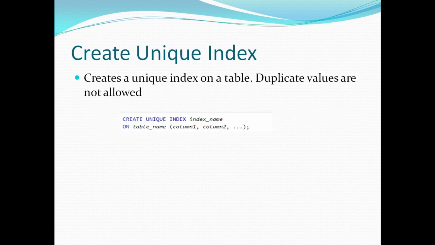To create a unique index on a table, we can use this command, and duplicate values are not allowed. That is, the create unique index keywords, the index name, on, the table name, and the column name. If you want to apply the index on multiple columns, then you need to write the column names separated by a comma.